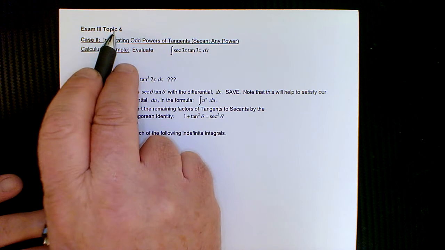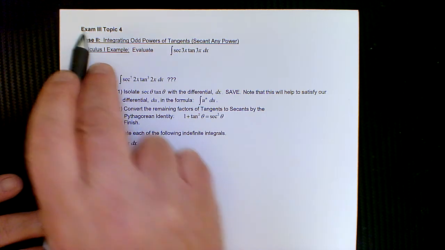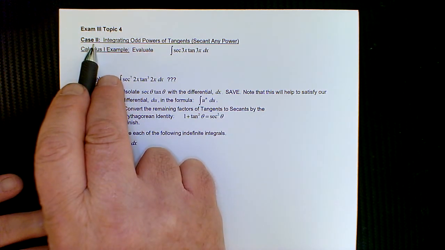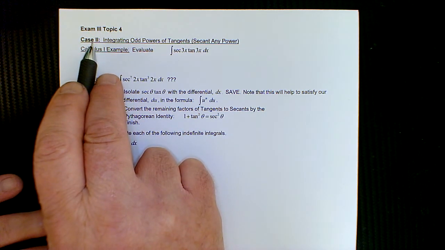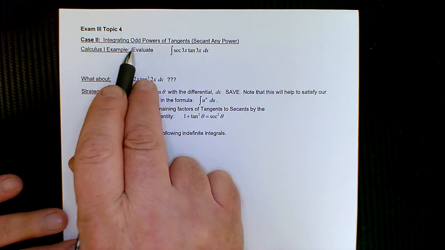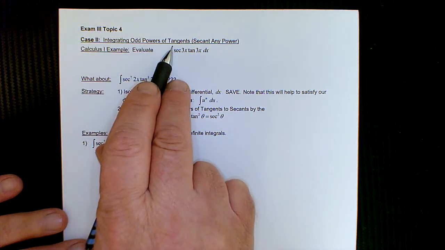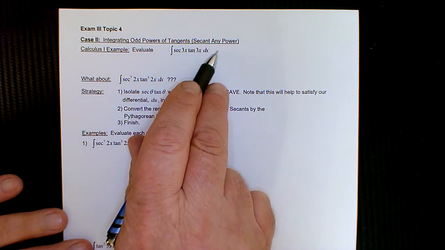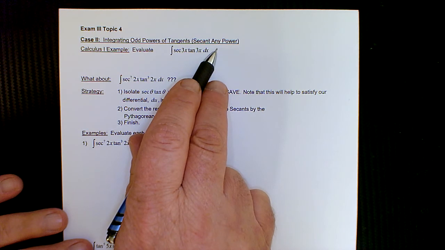Here we're going to look at topic 4 from exam 3, which is still integrating powers of secants and tangents. Last time we saw even powers of secants. This is case 2, integrating odd powers of tangents with secant any power.